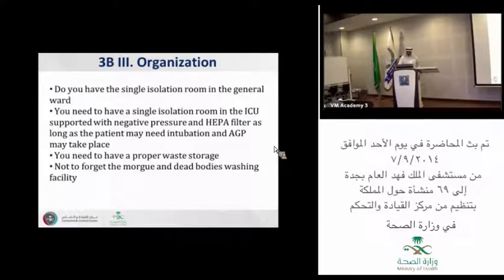And you need to have a proper waste storage. There should be a proper place for waste management and storage, because waste is a very high risk point of transmission of infection.